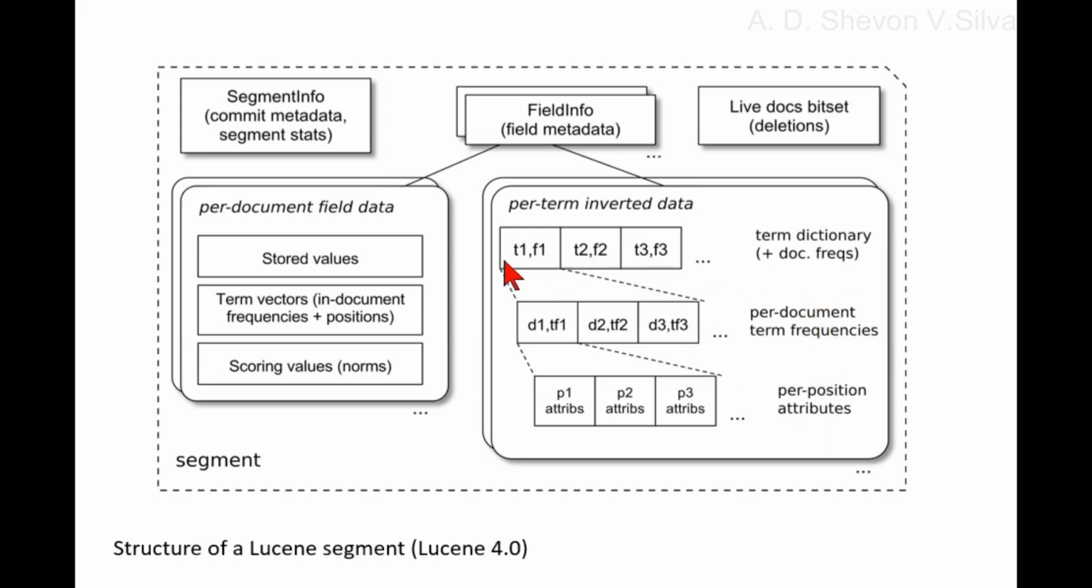Here you can see a term dictionary plus doc frequencies. Here it is more descriptive, and inside it there are per-document term frequencies, and inside them per-position attributes. Here you can see live docs, or bit set deletions.